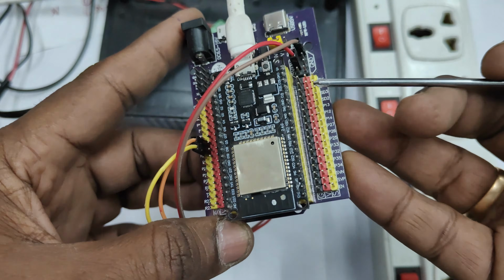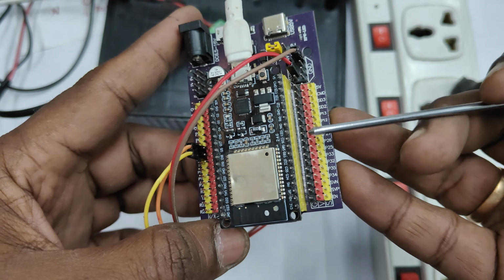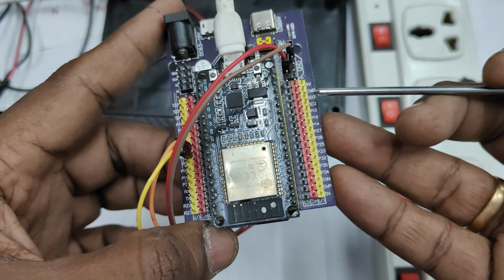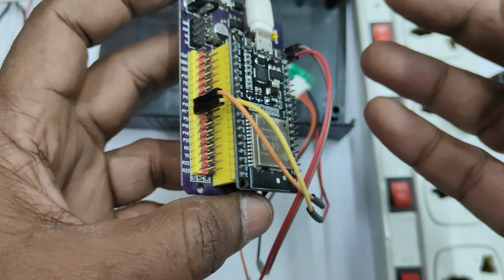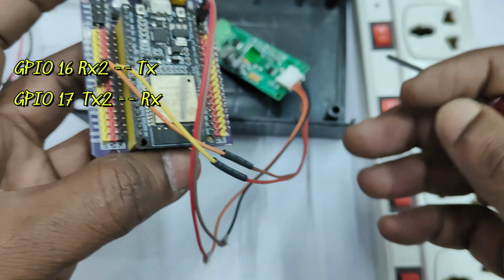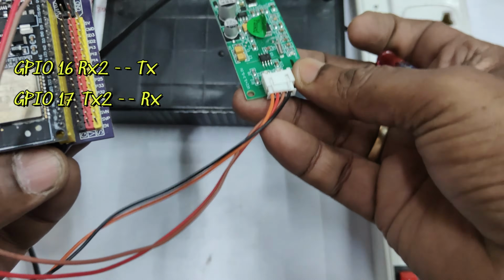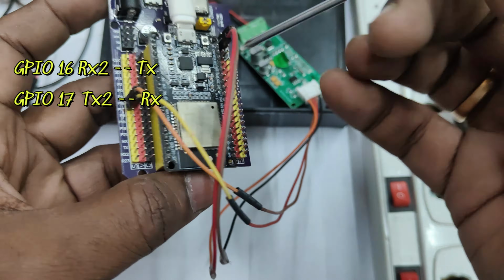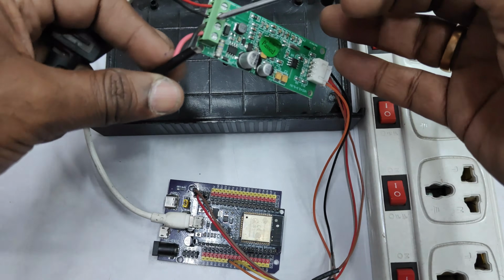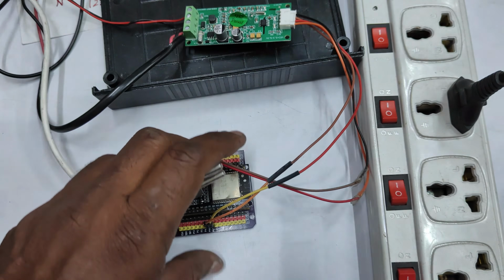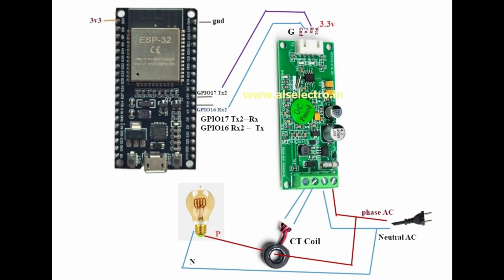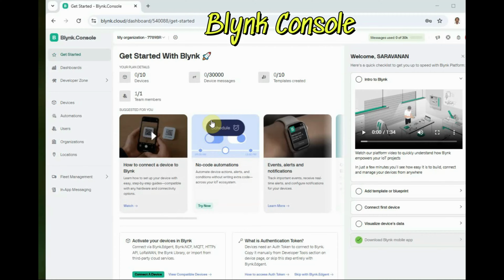Here among the GPIO pins, we use hardware serial 2, GPIO 16 and GPIO 17. These 2 pins are connected to RX-TX of the PZEM. That is, GPIO 16 (RX2) to TX and 17 to RX. Reverse connection. This is the simple connection between ESP32 and PZEM, so both are at 3.3 volt level.